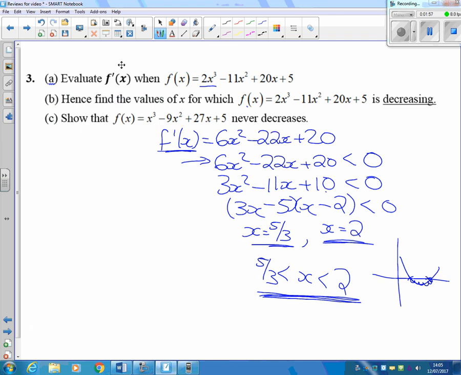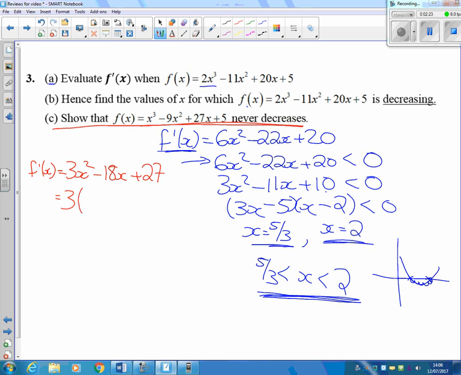Part C then. Part C has got something slightly different. It's a different cubic this time, and we're being asked to show that this never decreases. Well, if it's talking about decreasing, I know we're going to have to differentiate this thing. And if it never decreases, I suppose that thing can never be negative, can it? Why can that thing never be negative?